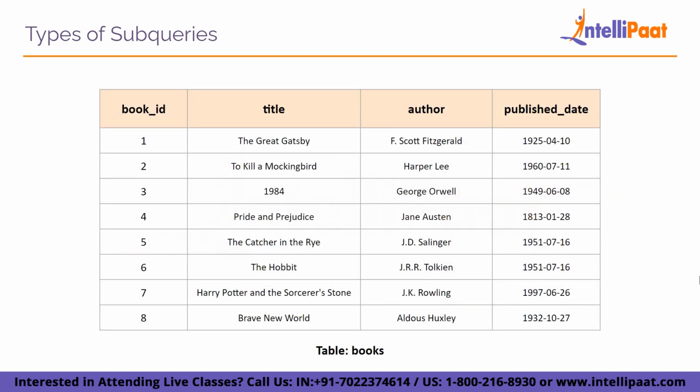So here you can see the books table, right? Let's say you are a bookworm and you want to know the title of the most recent book that you added in your library. So instead of searching the entire library by yourself, you can use a subquery, or you would write a query within your main query that fetches the most recent book title, right?